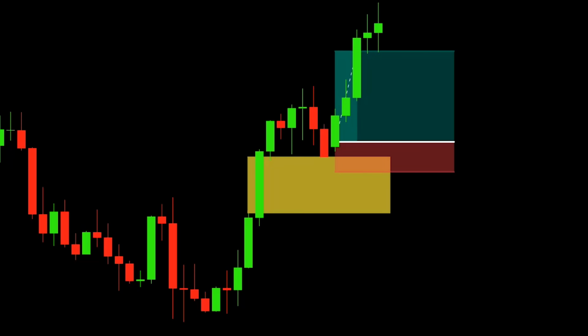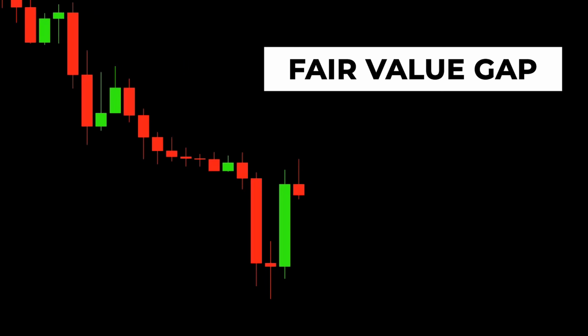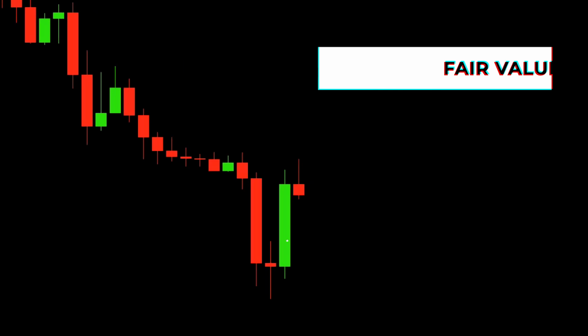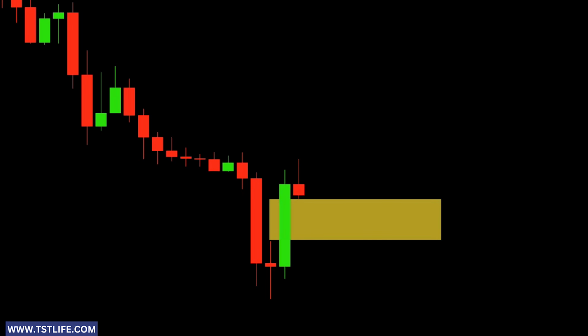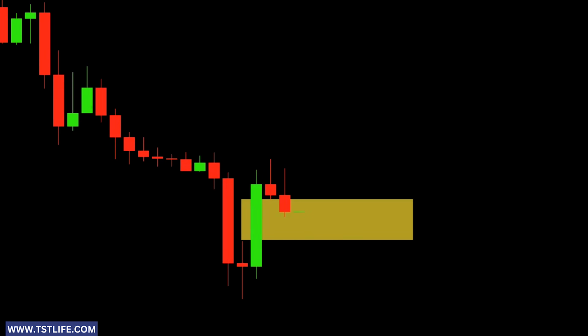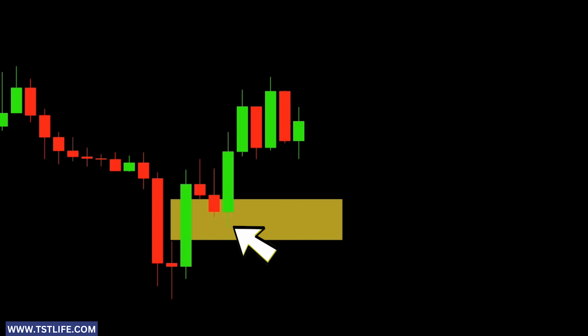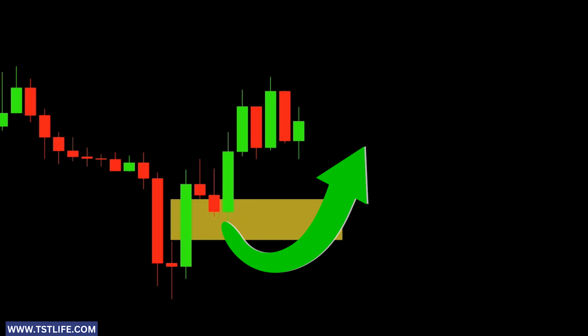confidence and precision. A fair value gap, also known as a market imbalance, occurs when strong buying or selling pressure causes a rapid price movement, leaving a gap in the market. These gaps are key to the fair value gap strategy, as the market tends to correct itself by revisiting these price levels before continuing its trend.